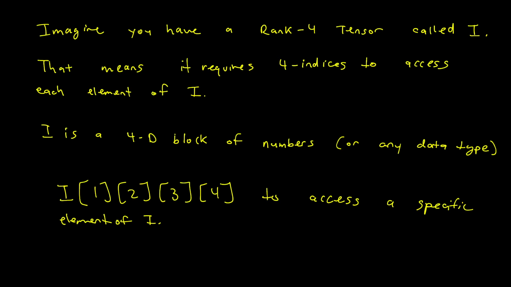Now, imagine that you have a rank 4 tensor called I. That means it requires 4 indices to access every element of I. And you can think of I as just a 4-dimensional block of numbers. Just don't visualize it, just take it for what it is. So, for example, you would need I, 1, 2, 3, 4 to access a specific element of I.